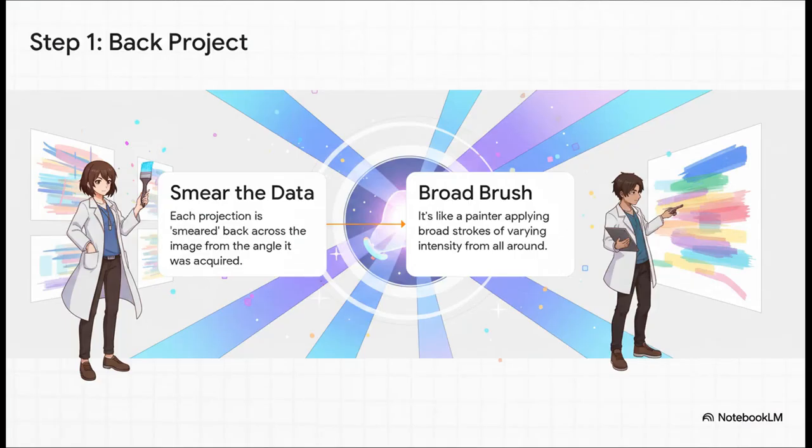So the first step is called back projection. And honestly, the idea is wonderfully simple. The algorithm takes each of those individual X-ray profiles and smears it back across the image, right from the angle it was taken. Think of a painter using a super broad brush, swiping layers of paint onto a canvas from all different sides.